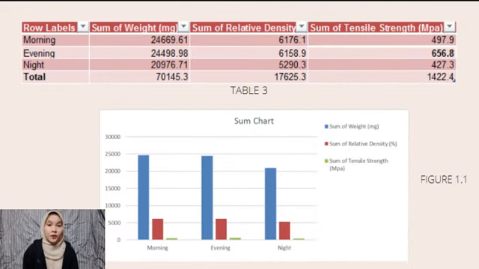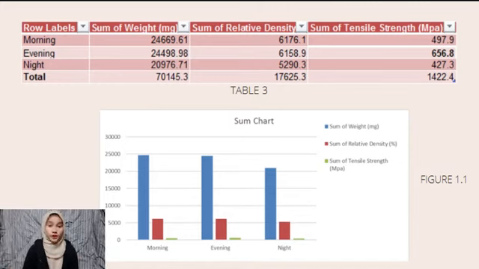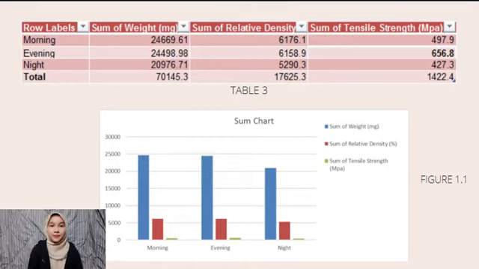Next, what we analyze is the sum of the 3 types of characteristic of the tablet. From the data that we have rearranged earlier, we sum up every group of shift and total up all the shift sum values to get a overall view in a bar chart. It is to get the pattern of weight, relative density and tensile strength in the different groups of shift.